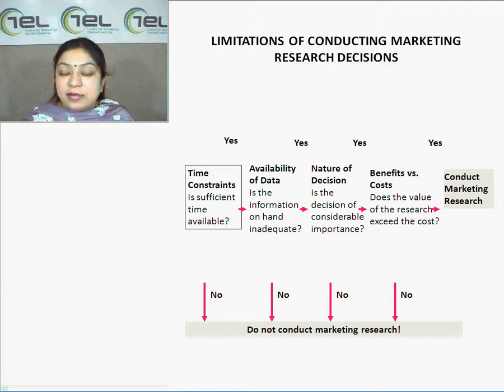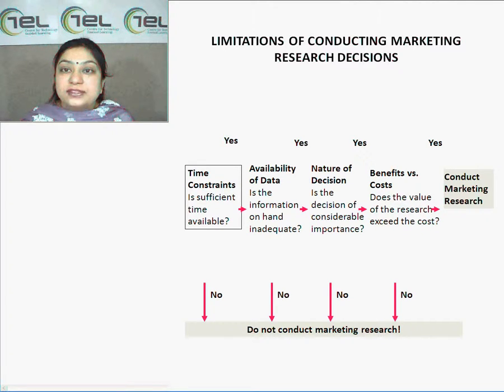Next limitation is the availability of the data. The researcher has to find out whether the information in hand is adequate or inadequate. In case it is inadequate, again you cannot conduct marketing research further, and you have to stop there. Next limitation is the nature of decision. The decision taken by the management, you have to see whether it has considerable importance or not. In case it does not have considerable importance, you do not conduct the marketing research, because it requires a lot of time and cost is involved.